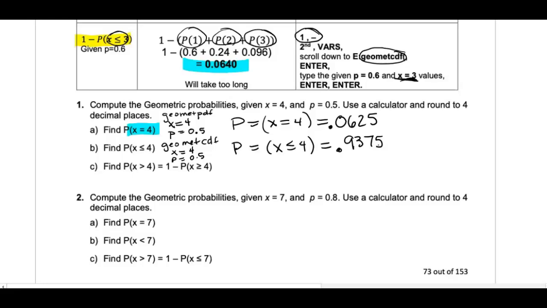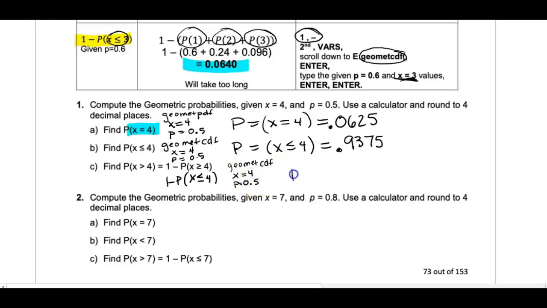And our last one, find P of x greater than 4. And we do have a mistake here. I'm sorry. Let's go ahead and fix this. This should say x is less than or equal to 4. And so because we have that equal sign, we're going to use the geometric CDF. We're going to have x is equal to 4, and p is equal to our usual 5/10.